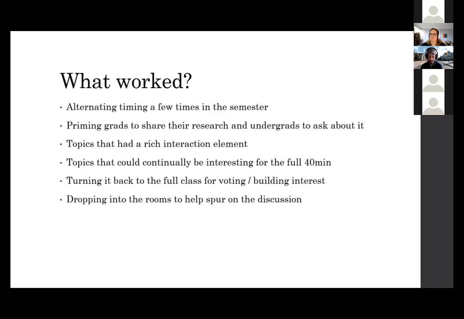I gave them advance notice that I would be doing that, but popping in and spurring on the conversation and helping them through, if it was some of the weeks where the interface was a little clunky for them to get going.